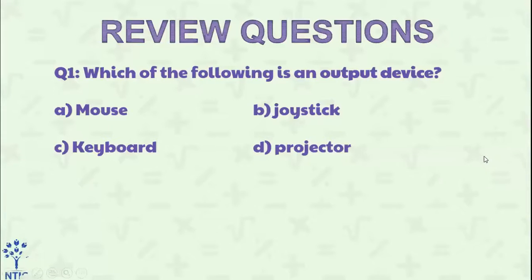Okay, there are some review questions, and I want to ask about hardware and components. Please use the chat box for the answer. I want to see you. Okay, let's use the chat box. What is the question? Which of the following is an output device? A, mouse, B, joystick, C, keyboard, and D, projector. I'm waiting a few minutes, maybe 1 or 2 minutes.